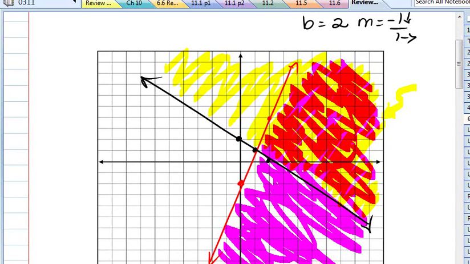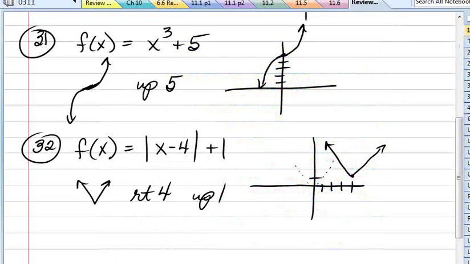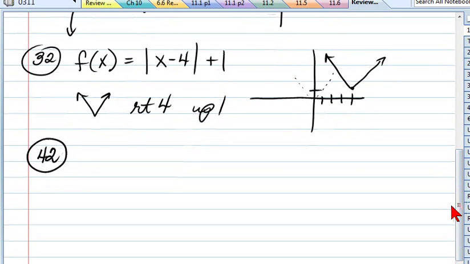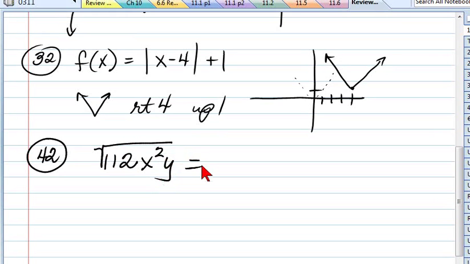All right. We are at, I believe, chapter 10, and these are going to be radicals for a little bit. Problem number 42. It says to simplify the square root of 112 x squared y. Now, to simplify a radical, if it is a perfect square, you're good. You just take the square root, but that's not a perfect square. So I will factor it into a perfect square times a non-perfect square.